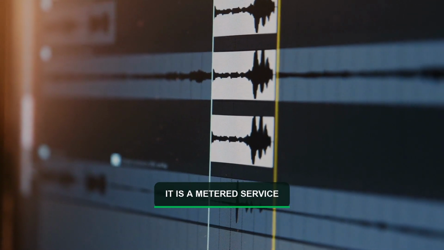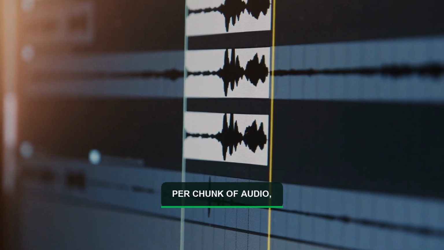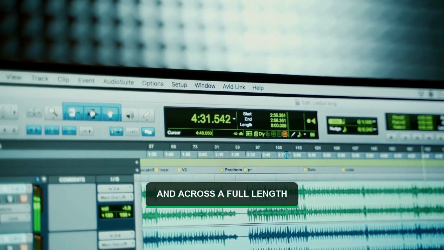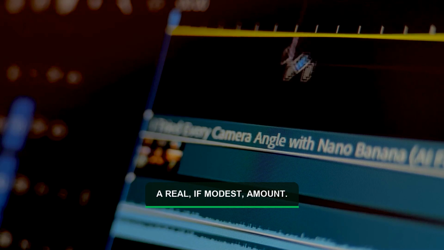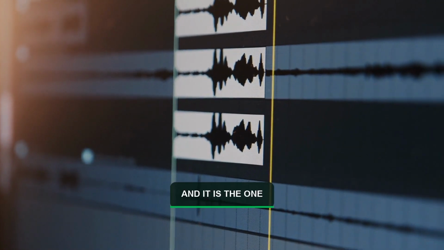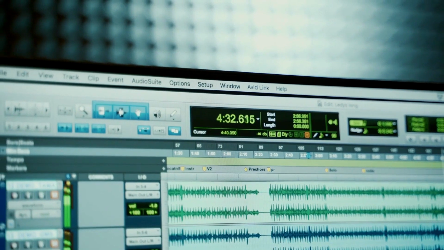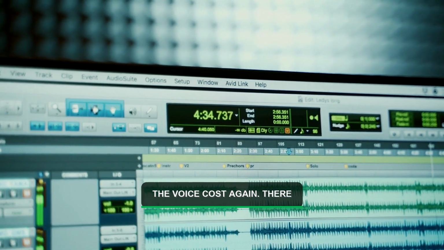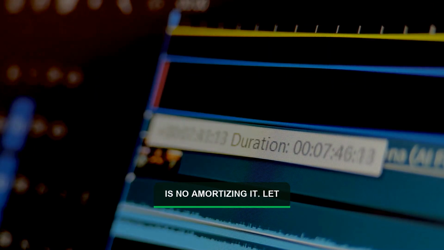It is a metered service that charges per character or per chunk of audio, and across a full-length video it adds up to a real, if modest, amount. It is still not a large number per video, but it is the single biggest direct per video cost in my pipeline, and it is the one that scales linearly. Every video I make pays the voice cost again. There is no amortizing it.